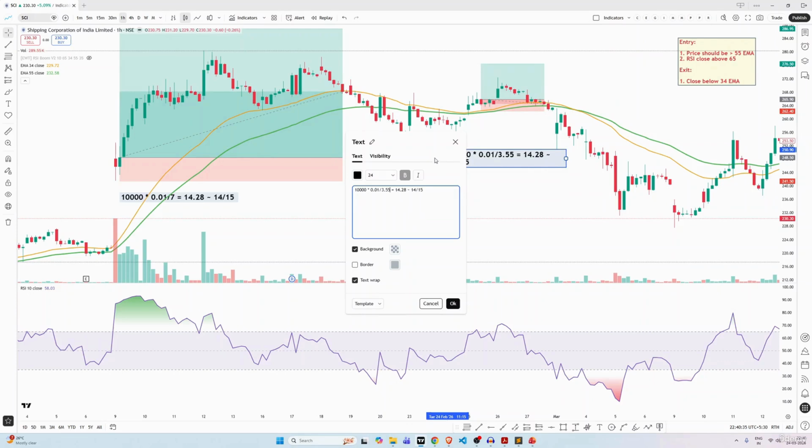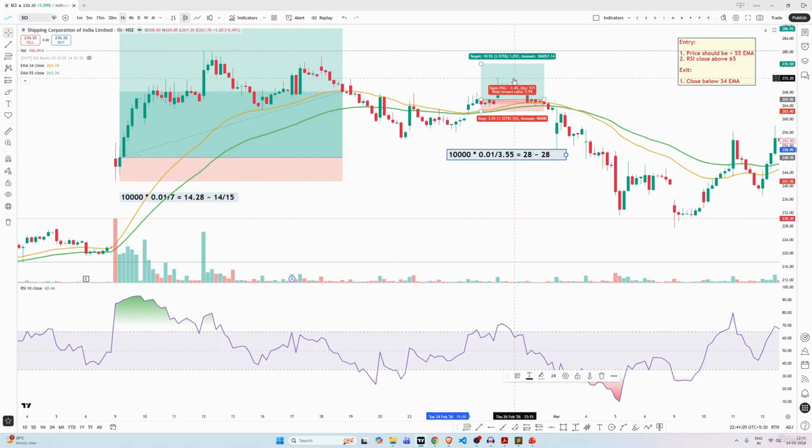So basically you can see the previous stop was 7. This is almost exactly half of it. So that would give you roughly double the quantity, almost like 28 stocks. But if I calculate exactly, then oh yeah, 28 only actually. So this is what we are going to trade. Our position size will be 28 stocks in this particular trade.